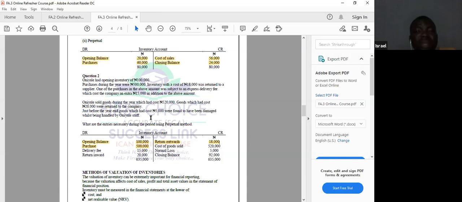Because we are using it to reduce the total purchase that we have made, it has to be on the opposite side, not on the same side. Then after that, we have one of the purchases in the above amount was subject to an express delivery of 15,000.